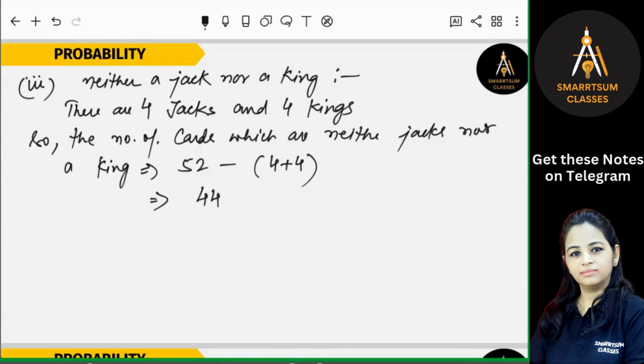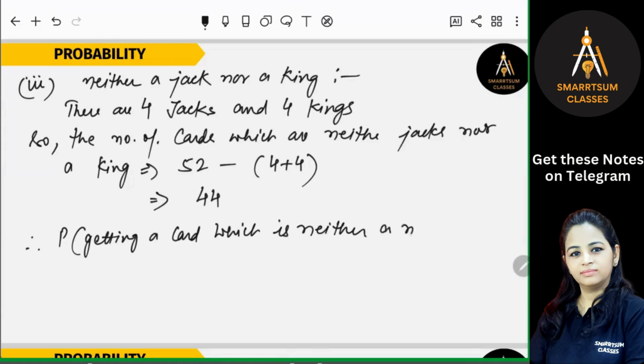Now we have to find the probability. Probability of the event. What is the event here? Getting a card which is neither a jack nor a king, right? Neither a jack nor a king.